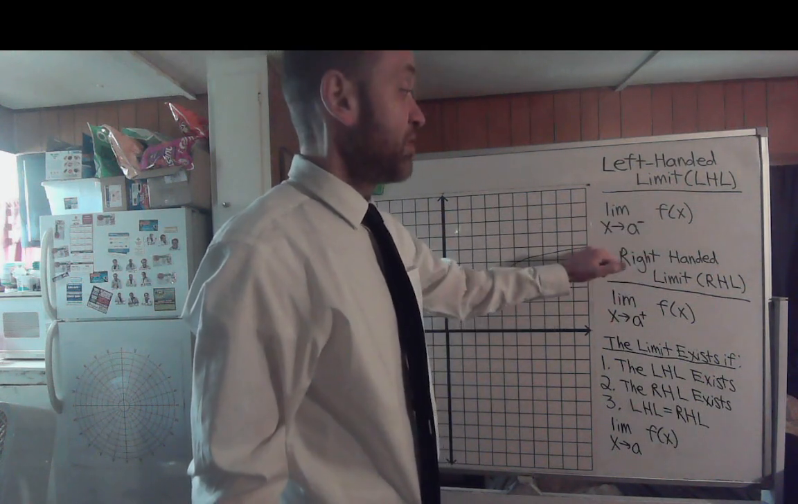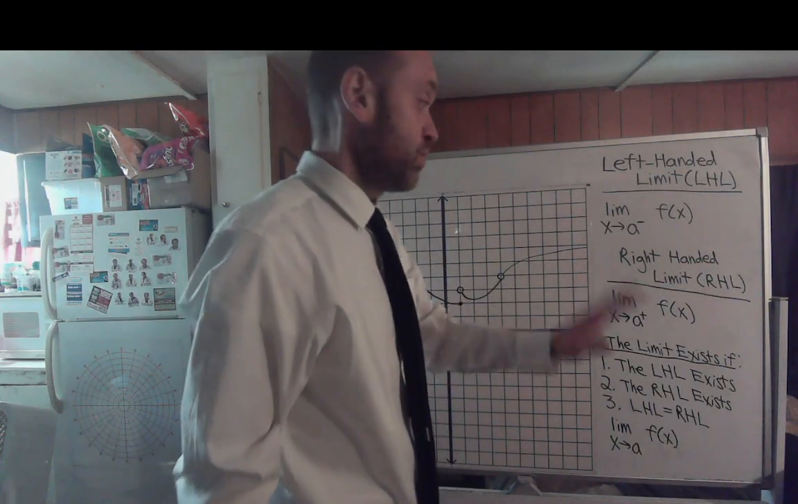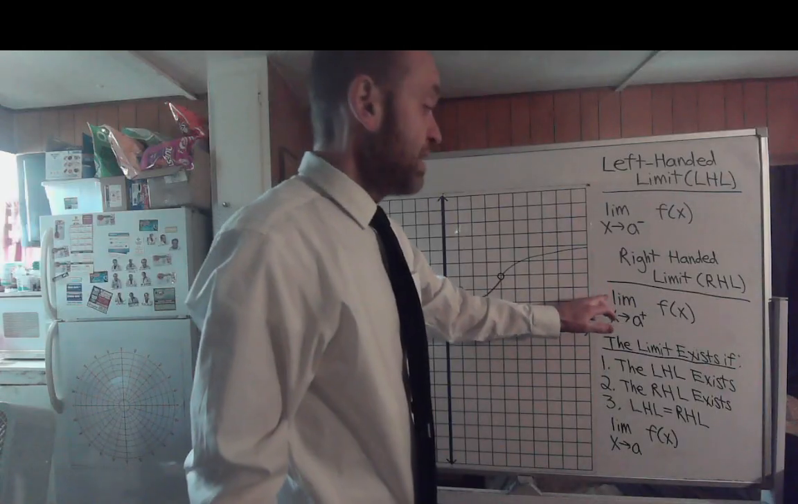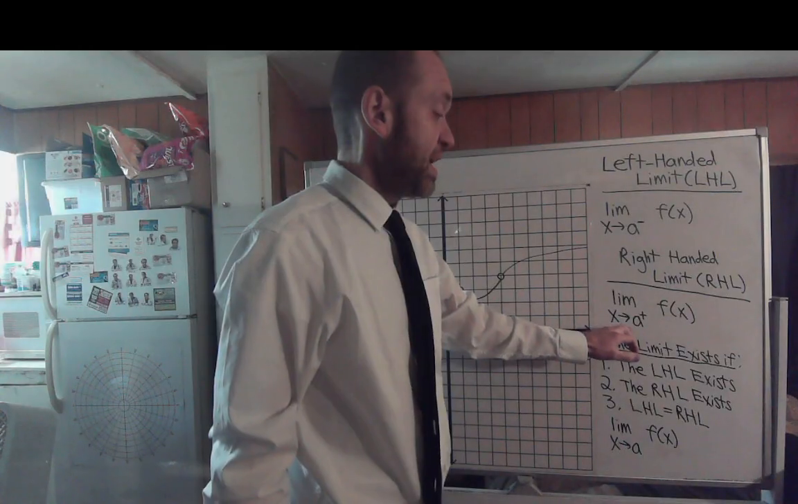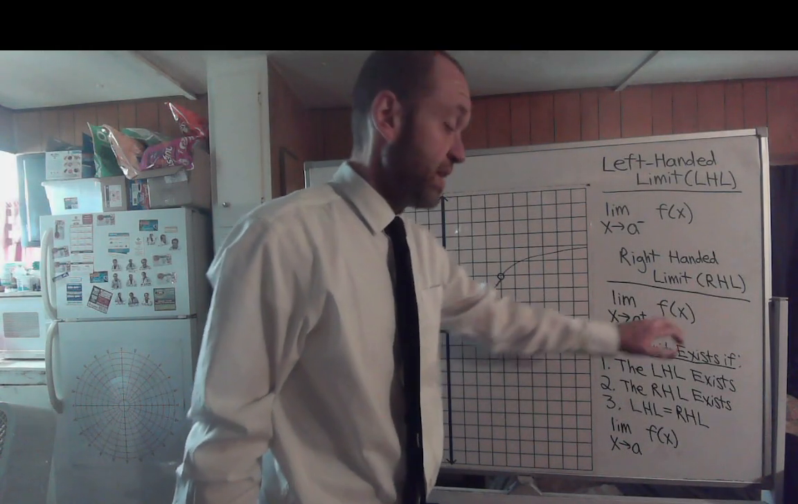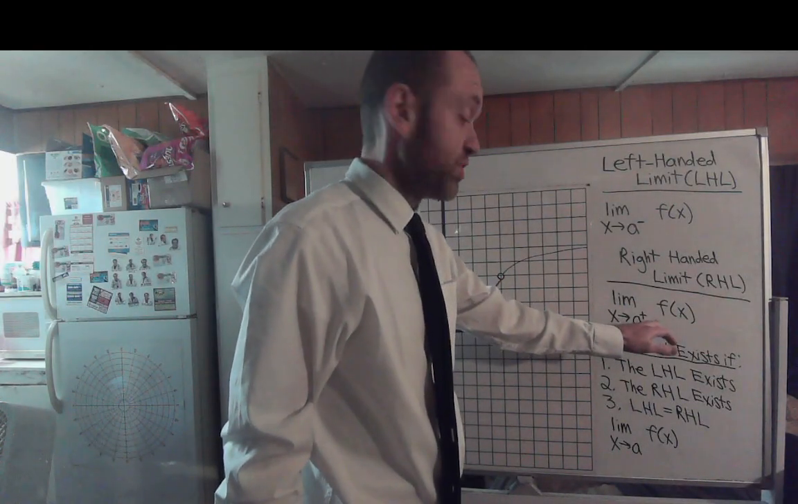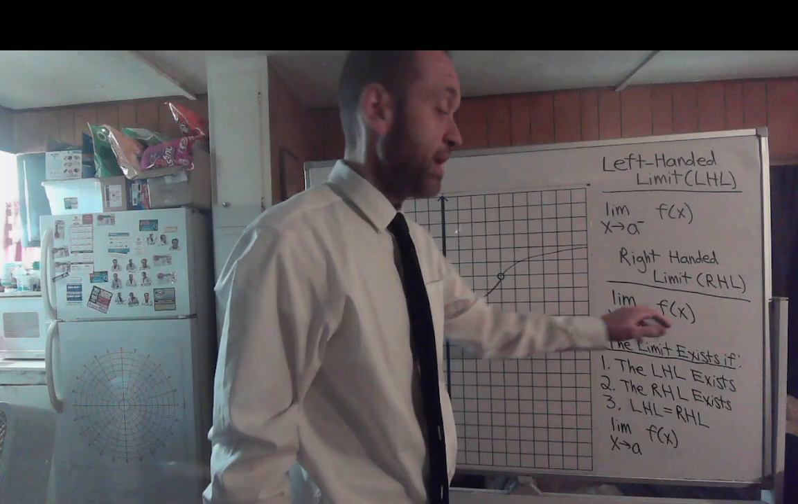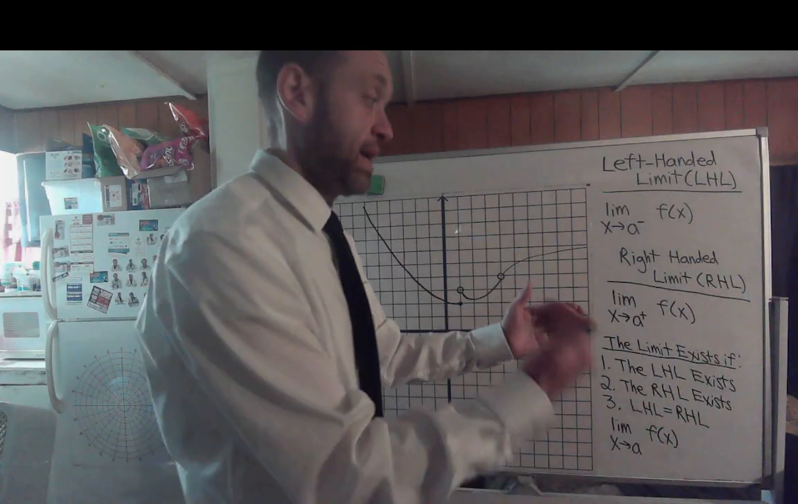We also have what's called the right-handed limit, also called RHL for short. If you see the limit as x approaches a to the plus of f of x, this plus superscript looks like a to the plus power, and that means you're approaching that value of x from the right-hand side.